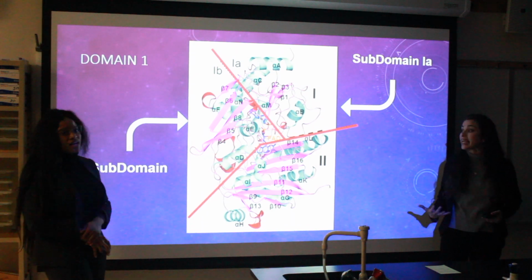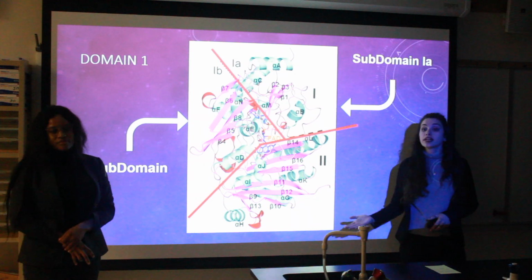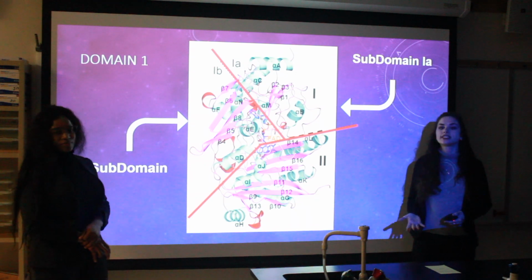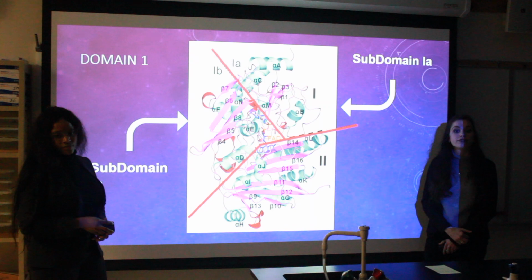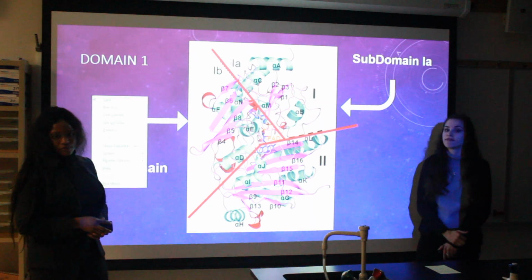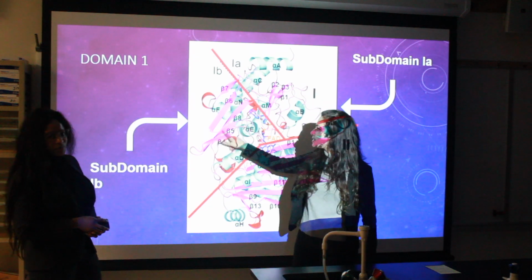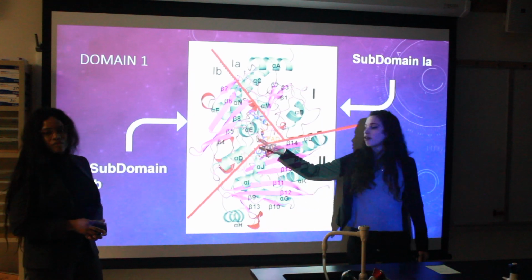Now, subdomain 1B is made up of residues 135 through 253 and 476 through 545, and consists of 5 anti-parallel beta strands surrounding 5 alpha helices.